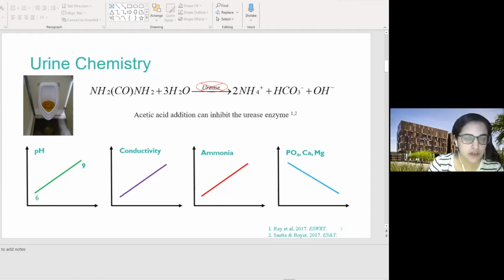And so in our group, we do the opposite of what Dylan and Randall have talked about. We add acetic acid to inhibit the urease enzyme.